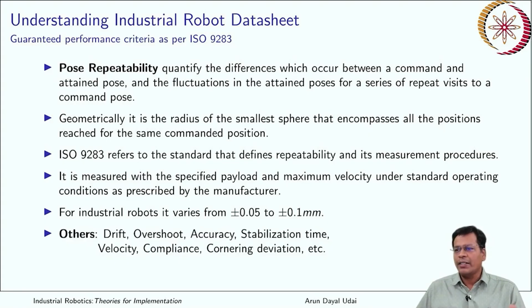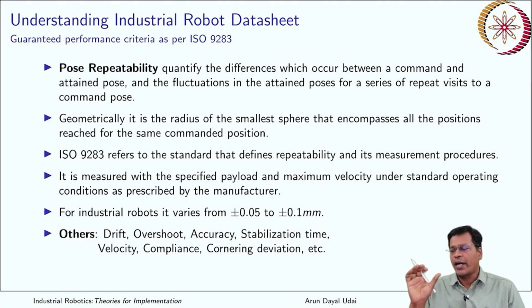So this is it. Other parameters which are also defined in ISO 9283 include how much is the drift. Let's say I have commanded it to go to a place, and it has gone there with certain repeatability. How long can it stay there? With changes in temperature, can it start drifting? Over a period of time, is it stable there or not? How much is the overshoot while it was going there? How much is the accuracy? Stabilization time. What was the velocity, compliance, and other deviations? All this is defined in this ISO standard.